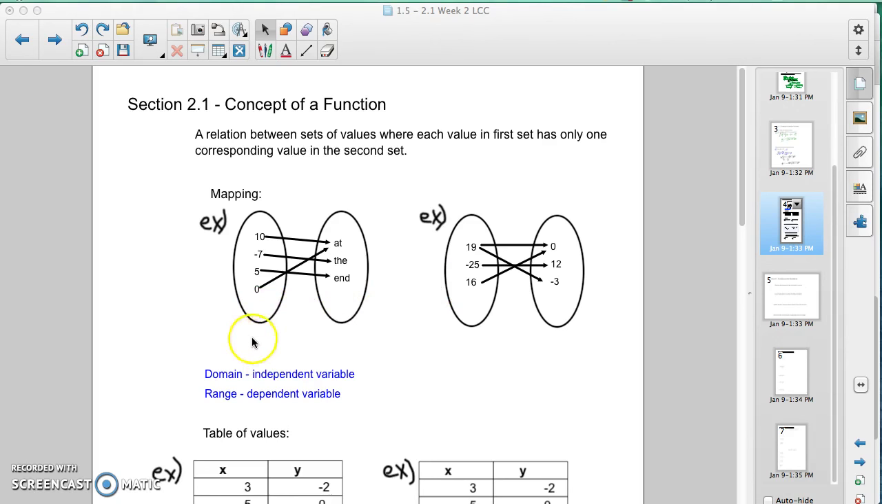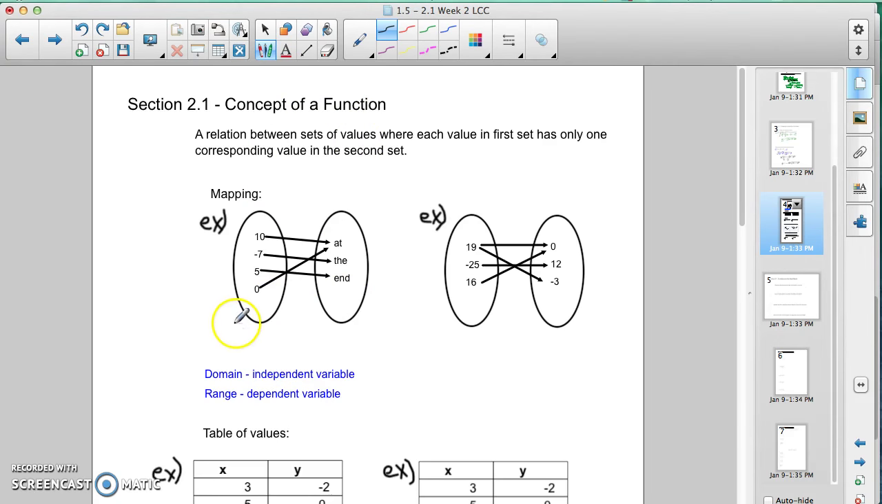Now, in this mapping, the first set is called the domain set. So this is the domain of a function. The domain here is 10, -7, 5, and 0.